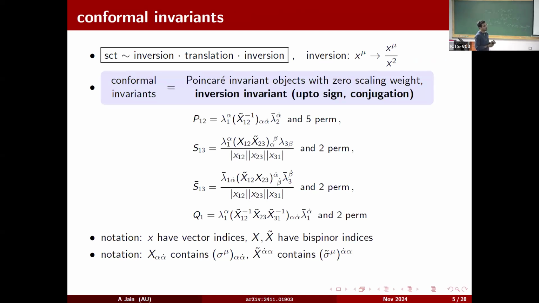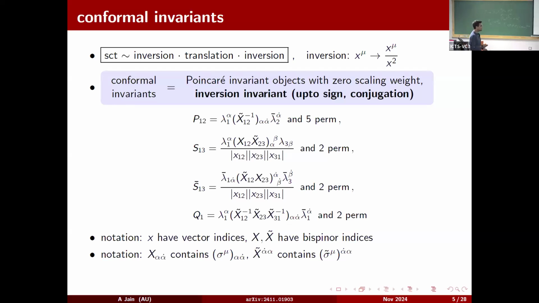So this S and S bar are not valid now. S and S bar would not be valid independently, but if I consider, let's say, S times S bar, it goes to itself, right? It doesn't go to its conjugate, it is its conjugate. Similarly, P12 would need to be multiplied with its conjugate, which is P21. Q1 actually is okay because it goes to itself under inversion.